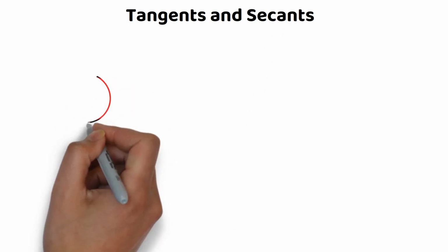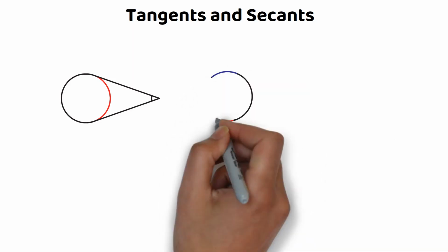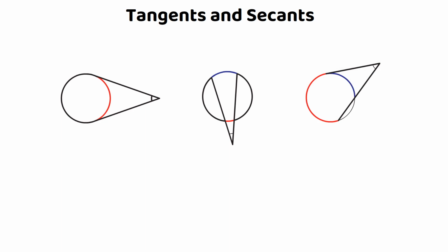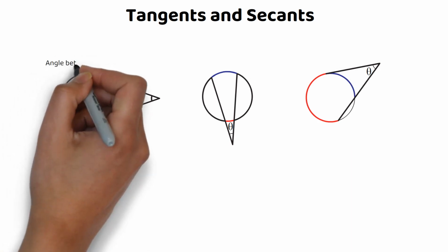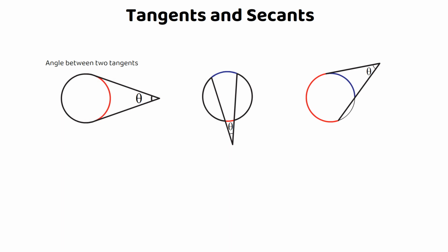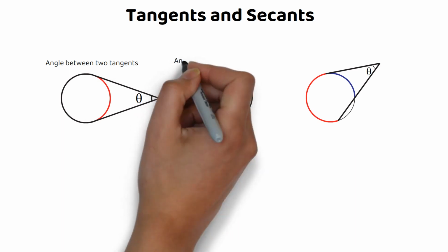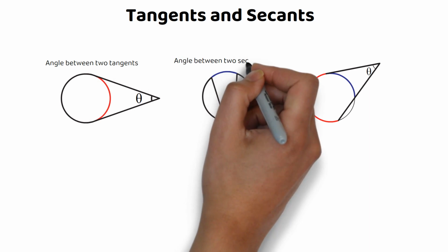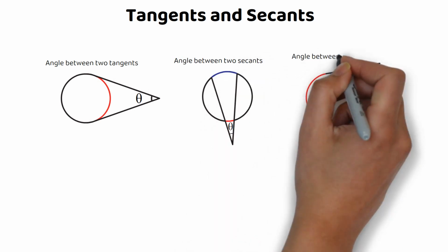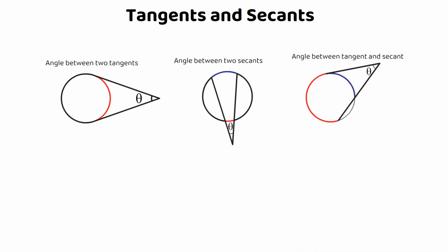Tangents and secants. A tangent line to a circle is a line that touches the circle at only one point, whereas a secant line is a line that passes through 2 points. There are 3 cases of angles formed between tangents and secant lines. The first case is when 2 tangents intersect at an angle. The second case is when 2 secants intersect at an angle. The third case is when a tangent and a secant intersect at an angle.